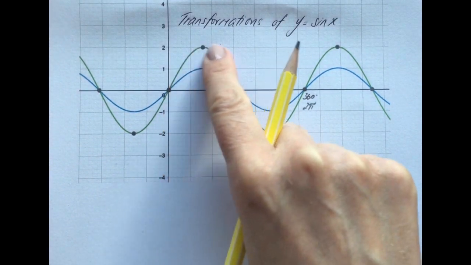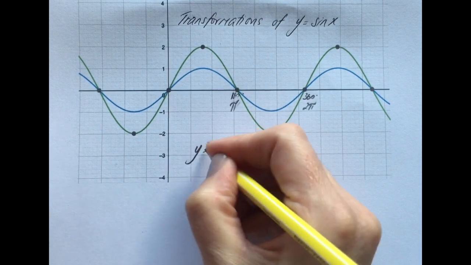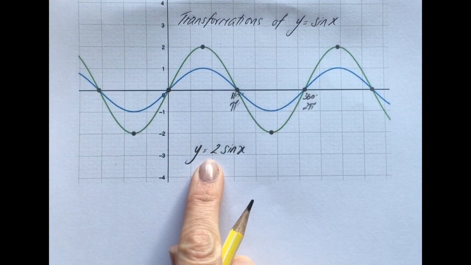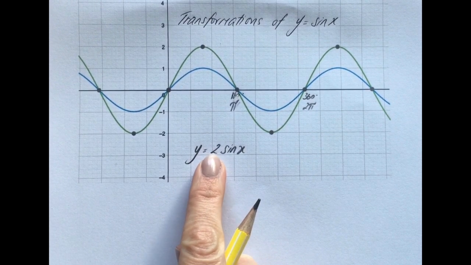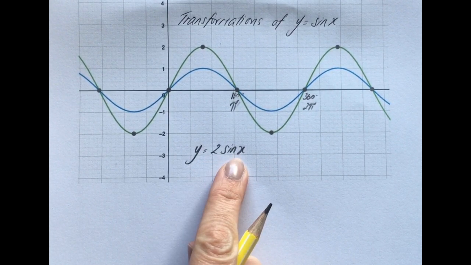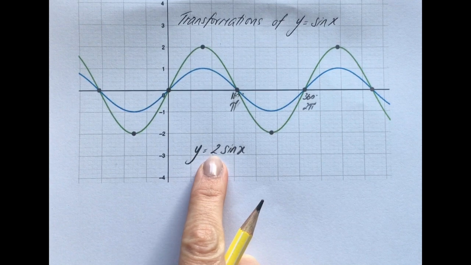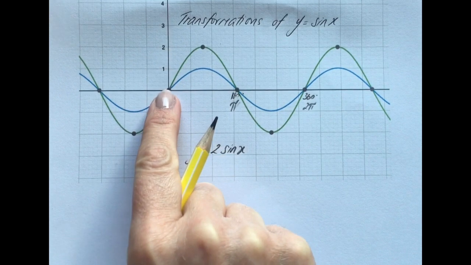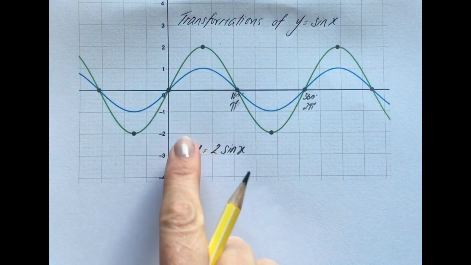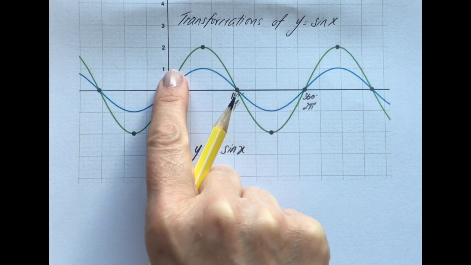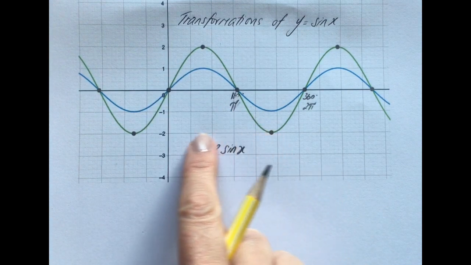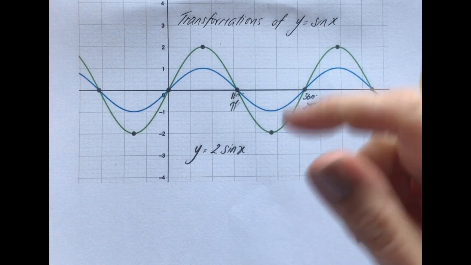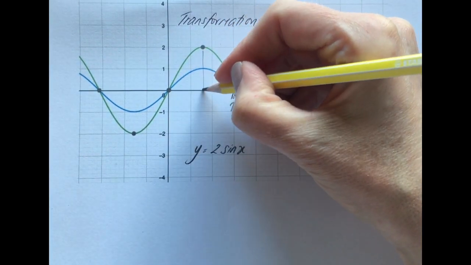Now, the green graph is y equals 2 sine x. The effect that a 2 has, or any number that is in front of the trig graph, is that the graph stretches. So it affects the y-axis. Rather than having a range of -1 to 1, we now have a range of -2 to 2. This is also called the amplitude.